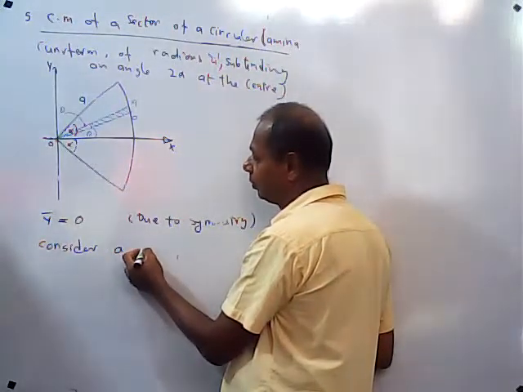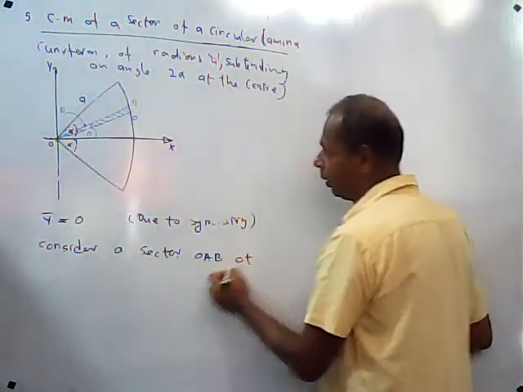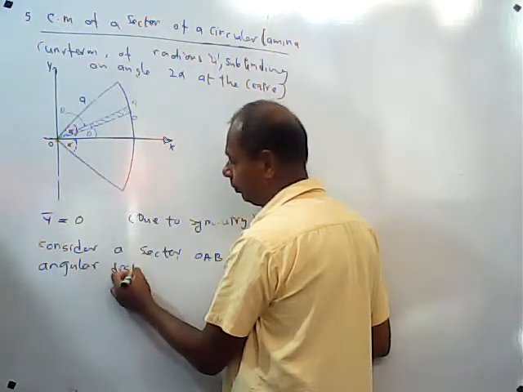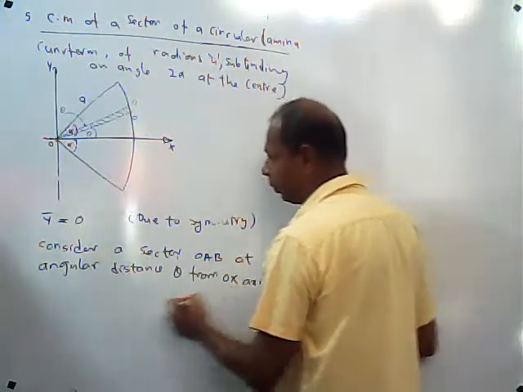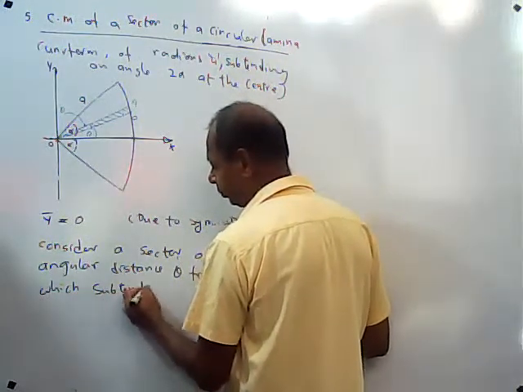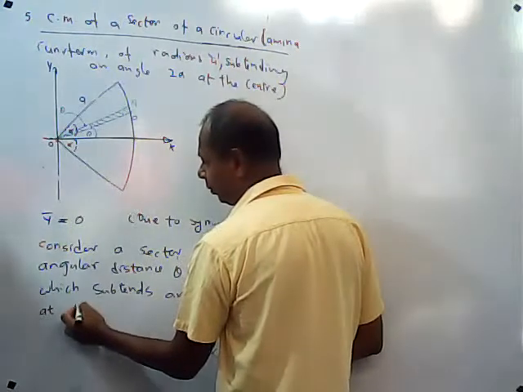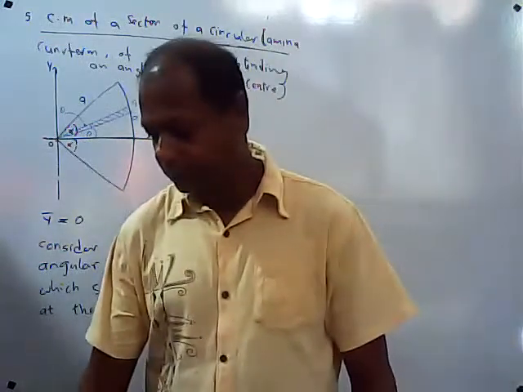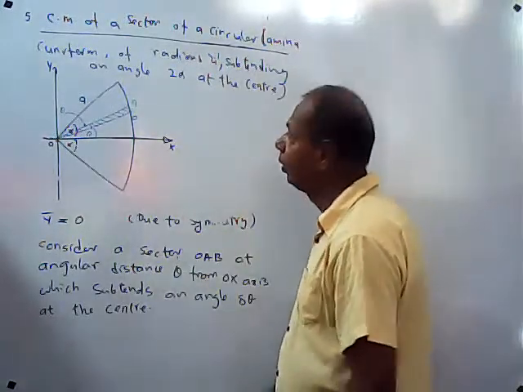Consider the sector OAB at an angular distance theta from the OX axis, which subtends an angle delta theta at the center. Delta theta at the center, right? Then what do I need to find? Delta theta.